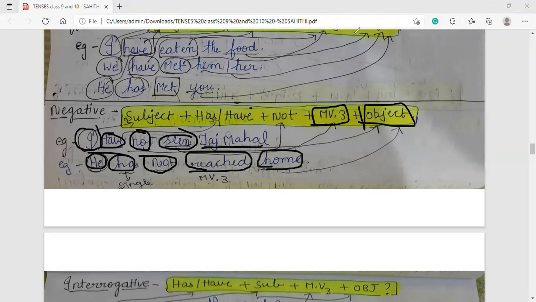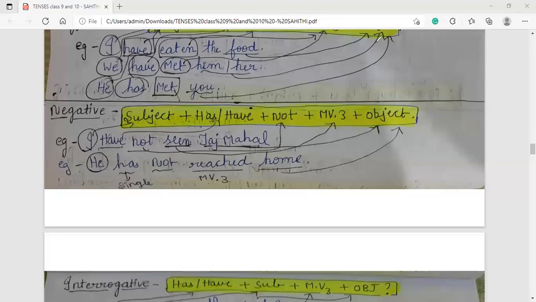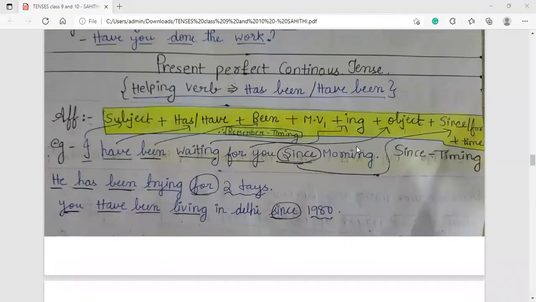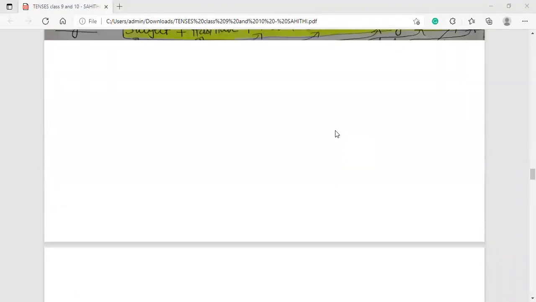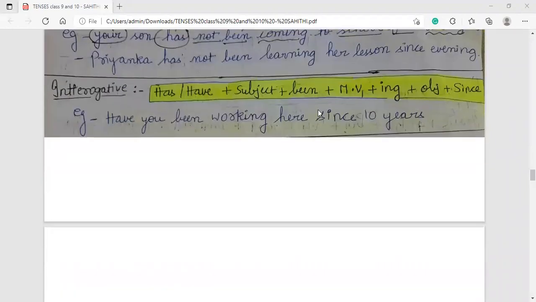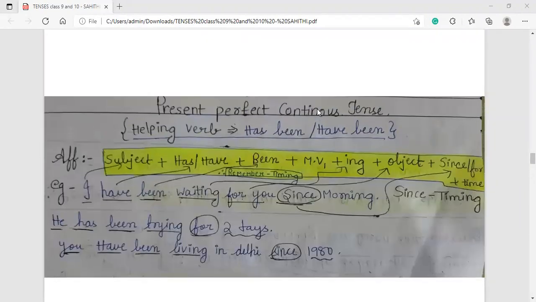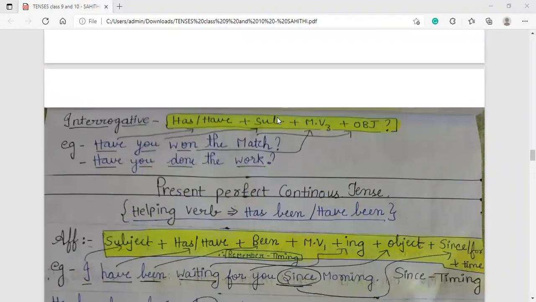Now negativity is also done. In negative, we only have to add not. That's it. So there's no more confusion. That's it. Okay. Now moving on to the interrogative.